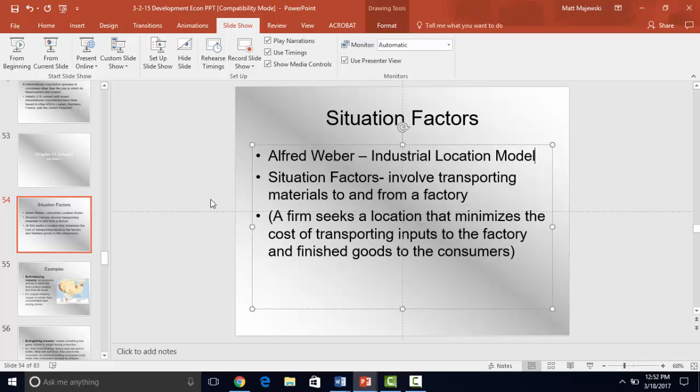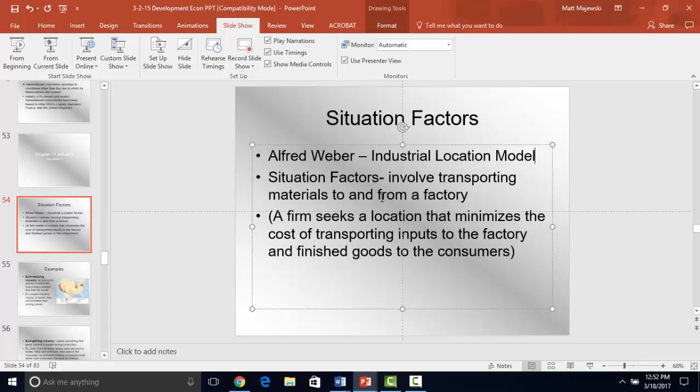So in that instance, it would want to locate closer to the raw materials, to the source of where they're getting their products, because that's what's costing them more to transport. If for whatever reason it's costing the company more to transport their finished product after it's been produced at the factory, then they will probably want to locate their factory closer to the market so that they can reduce the cost of transporting that good to the market, since that's the highest cost of production.